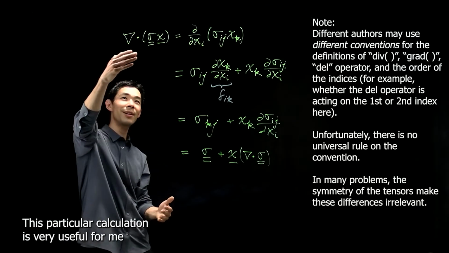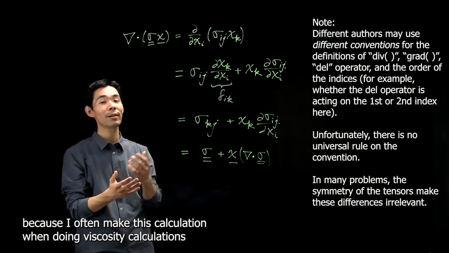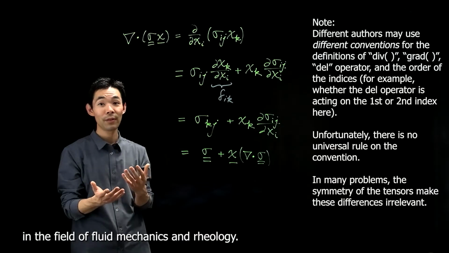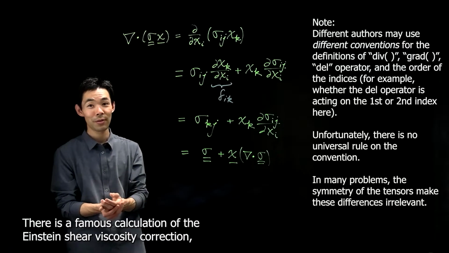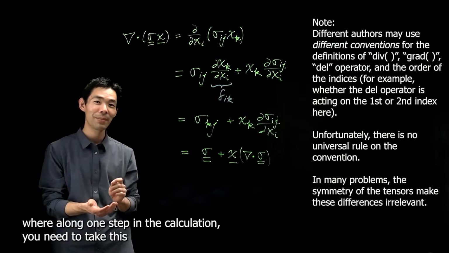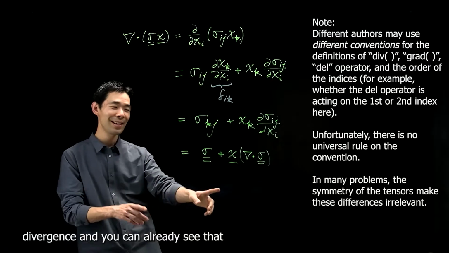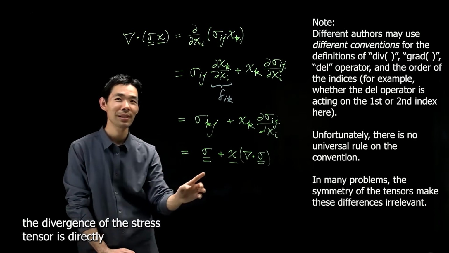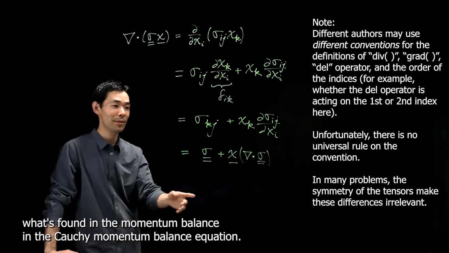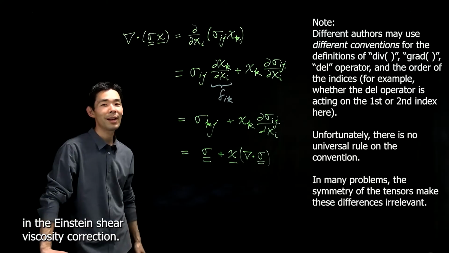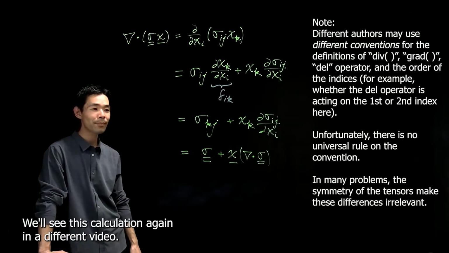And this particular calculation is very useful for me because I often make this calculation when doing viscosity calculations. In the field of fluid mechanics and rheology, there's this very famous calculation of the Einstein shear viscosity correction, where along one step in the calculation, you need to take this divergence. And you can already see that the divergence of the stress tensor is directly what's found in the momentum balance, in the Cauchy's momentum balance equation. So this is how we can make a lot of progress in the Einstein shear viscosity correction. So we'll see this calculation again in a different video.